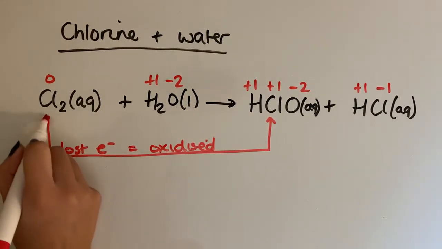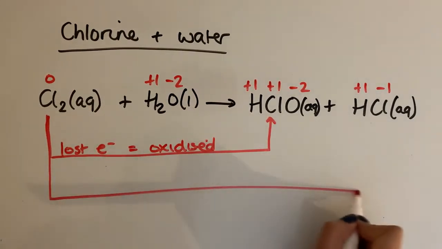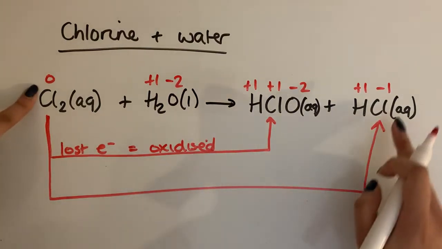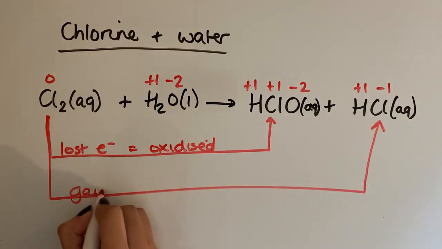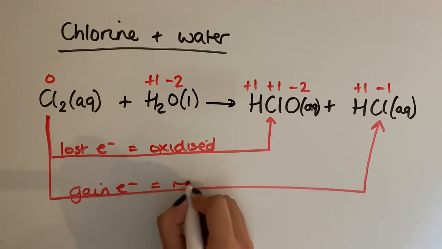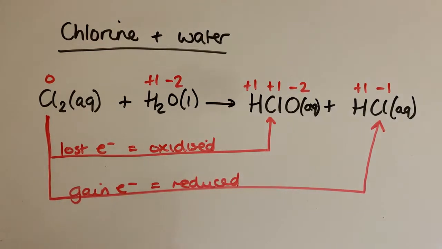And going again from chlorine to this one here, it's gone from 0 to -1, it's gained an electron, and therefore has been reduced. Okay, so in this reaction here, chlorine has been both oxidized and reduced, and that's why this is an example of a disproportionation reaction.